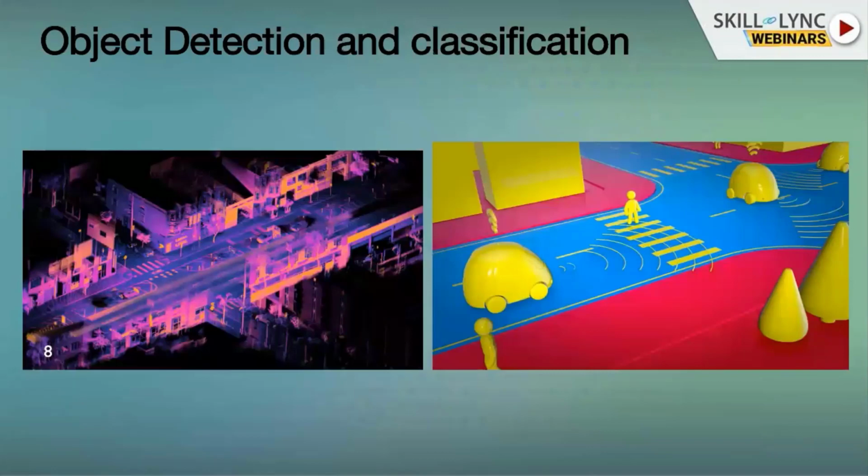Now I will come to the applications of lidar in the case of self-driving cars. One application is object detection and classification. Nowadays with LiDAR, as you can see in the first picture, this is the point cloud. The data that comes from LiDAR, we name it point cloud.